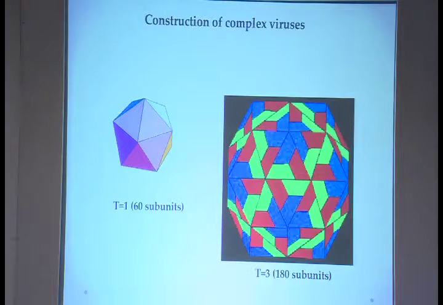and you are generating, again in this particle, the 5-fold, the 3-fold, the 2-fold. So the 5-fold is right there, the 3-fold is right there, and the 2-fold is there. So you have generated an icosahedron with the correct symmetry elements.